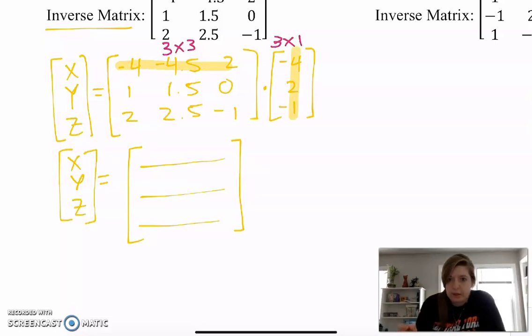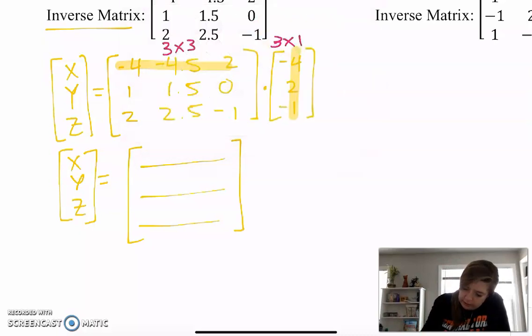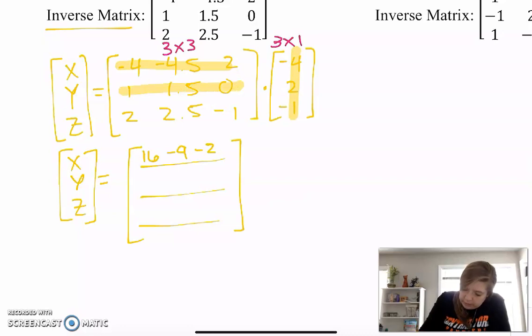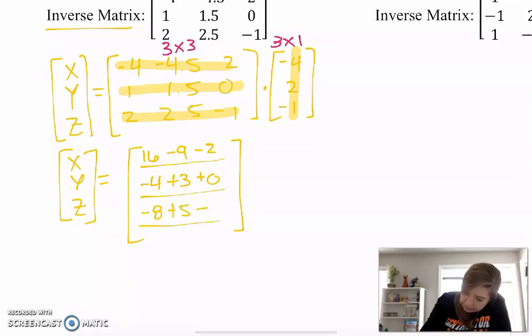So negative 4 times negative 4 is 16. Negative 4.5 times 2 is negative 9. And 2 times negative 1 is negative 2. Then your next row, 1 times negative 4. 1.5 times 2 is 3. 0 times negative 1 is 0. And your last row, 2 times negative 4. 2.5 times 2. Negative 1 times negative 1.